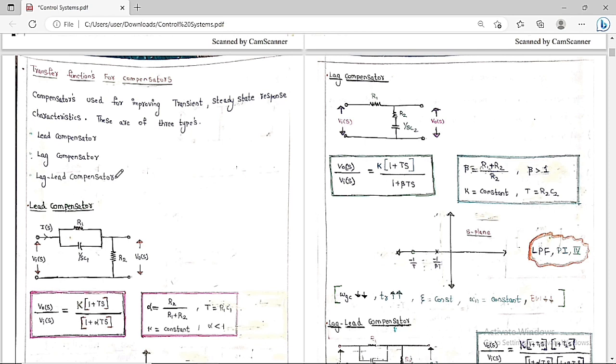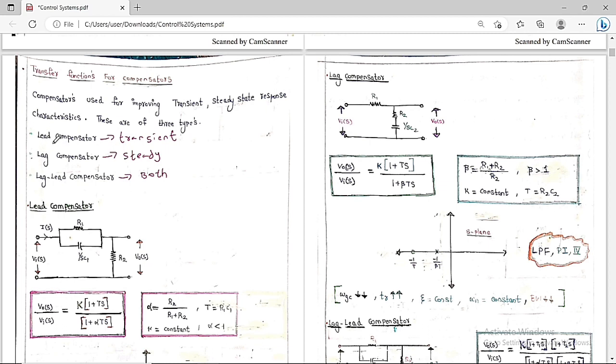So lead compensator is always used to improve the transient response, whereas the lag compensator is always used to improve the steady state error, and the lag lead compensator is used to improve both the transient response as well as the steady state response. These things you always have to keep in mind. So how do we remember this one?